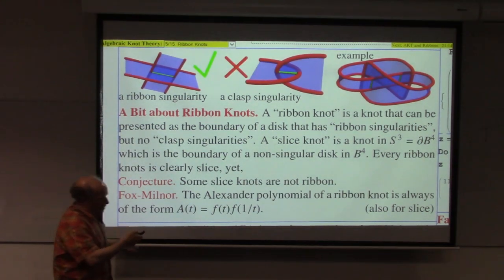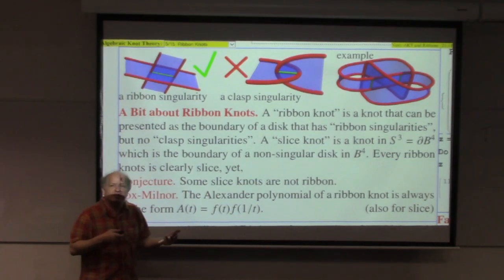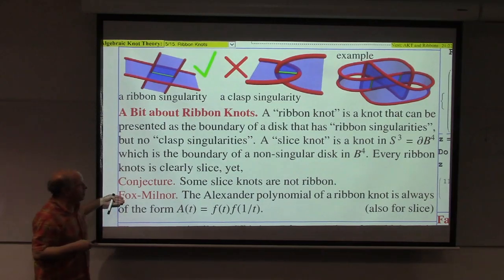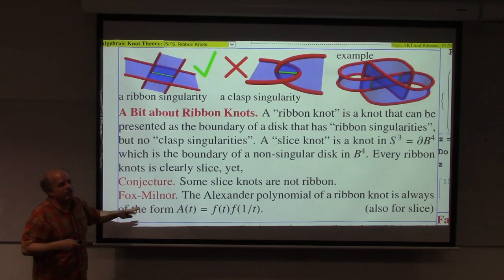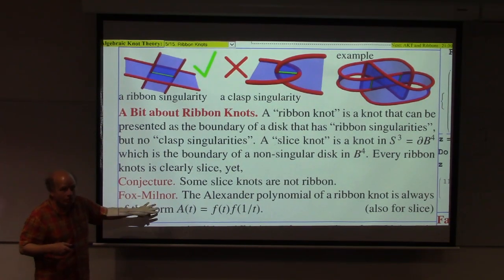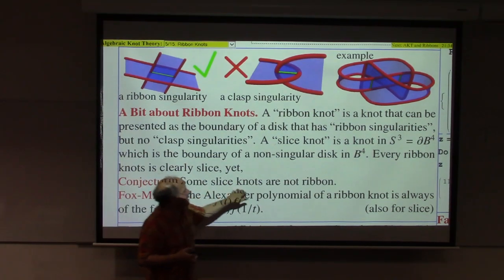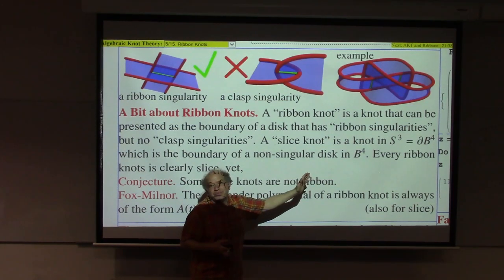On the other hand, a clasp singularity cannot be eliminated in this way. And then the open problem is whether it's an if and only if. In fact, the standard wisdom is that it is not. So the standard conjecture is that there are slice knots that are not ribbon. But we don't know it.